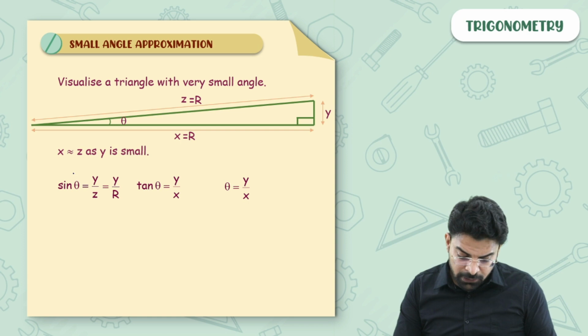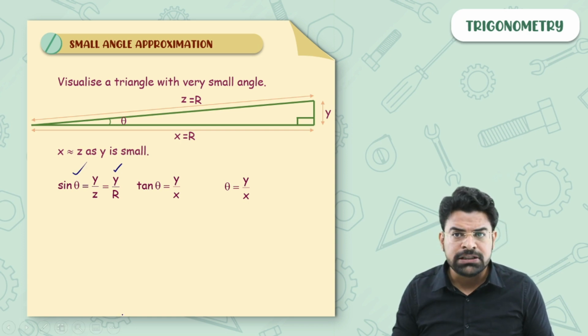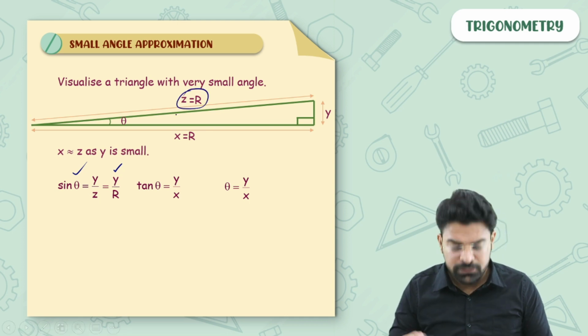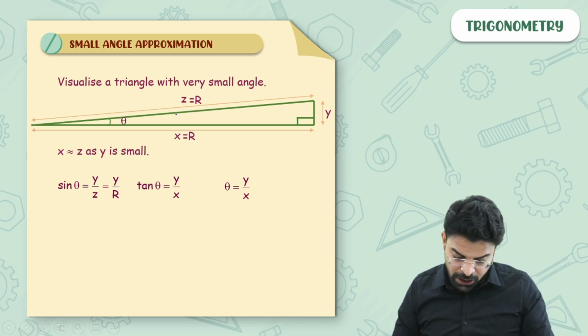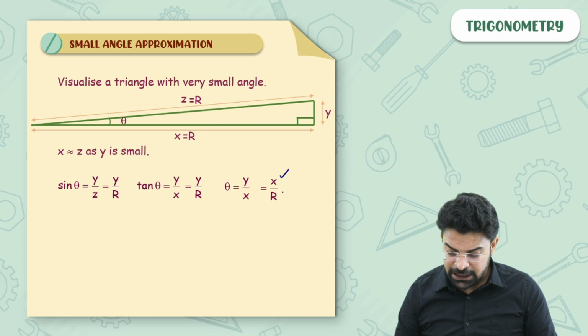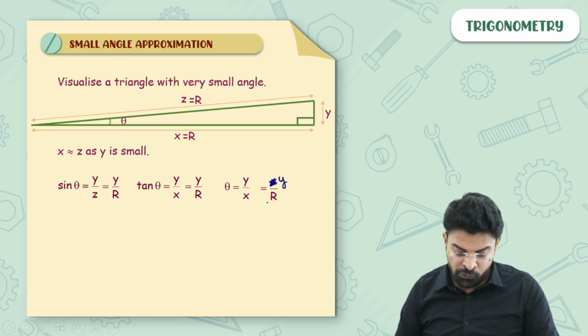So we know that sine theta can be said to be y by r. So how are you calling sine theta y by r? Beta, I just said z is equal to r. Rather than saying x and z, we are calling them the same term r. And tan theta can also be said to be y by r. In place of x, I have written r. And theta can be said to be x by r. Sorry, this won't be x by r. Sorry kids, here it should be y by r.